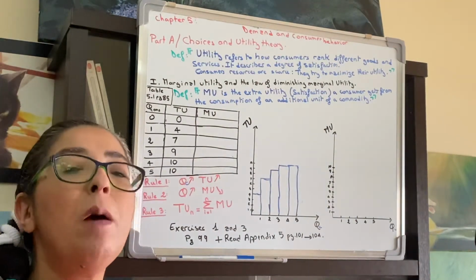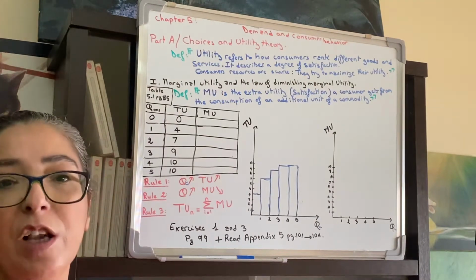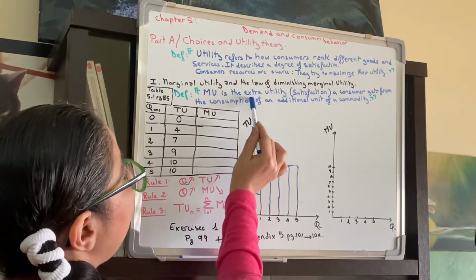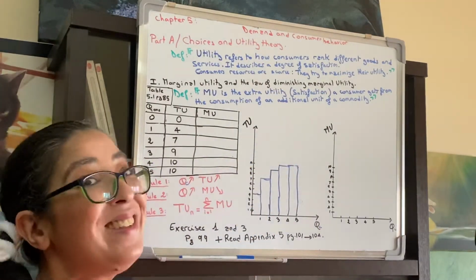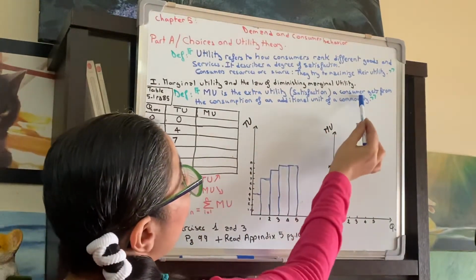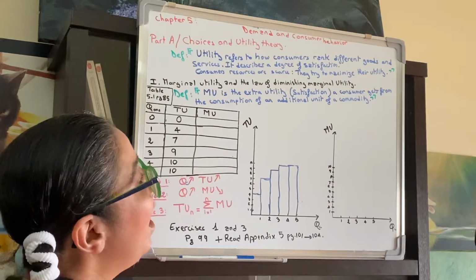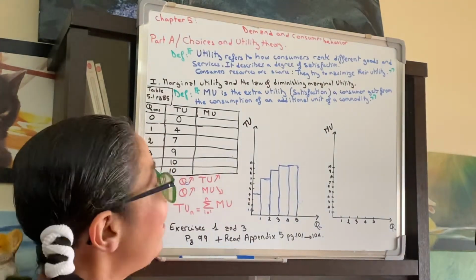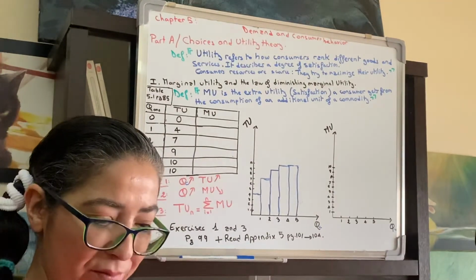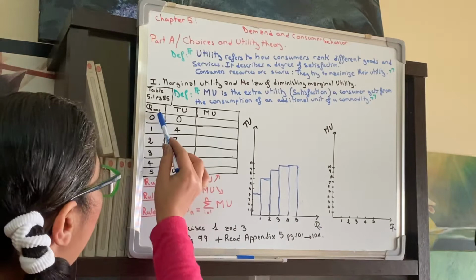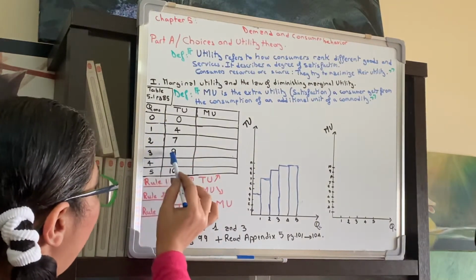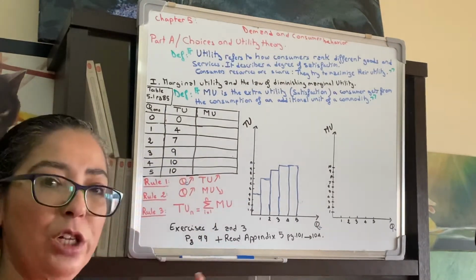Now I'm moving to the marginal utility. Okay? So first, the definition. Marginal utility is the extra utility. Remember, satisfaction. It's the extra satisfaction a consumer gets from consuming an additional unit of the good, of a commodity. So here, when I consume 2 units, I have 7. When I consume 3 units, I have 9. That's for the total utility.